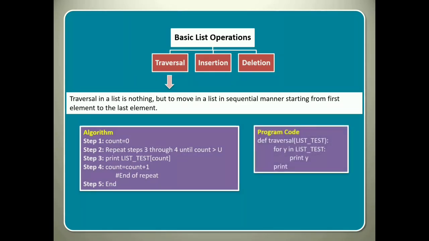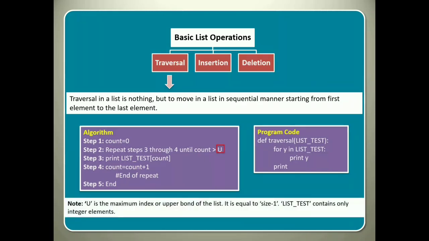Program code for the traversal in a list will look like this. Please note that here U is the maximum index or upper bound of the list. It is equal to size minus 1. List_test contains only integer elements. We will use these assumptions throughout this session. In this code, the for loop will run until all elements of the list are displayed.